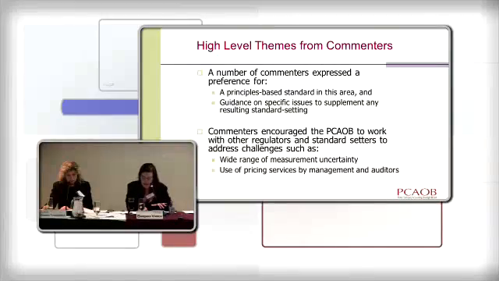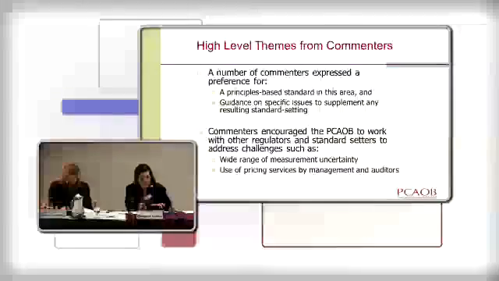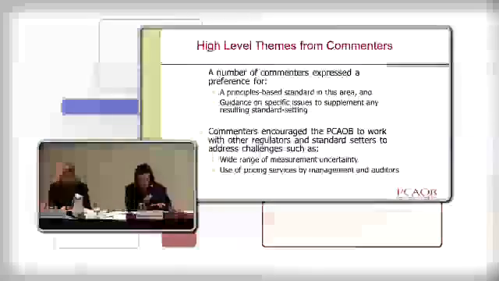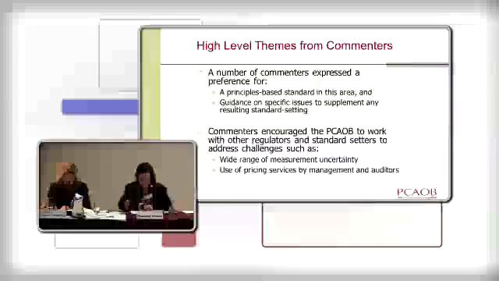So irrespective of whether commenters preferred a single standard or a multiple standard approach, most commenters expressed the importance of a standard being principles-based to accommodate the diversity of accounting estimates and fair value measurements in today's financial statements. Some auditors suggested that a principles-based approach with guidance that addressed specific issues might be the most effective approach to standard setting in this area.